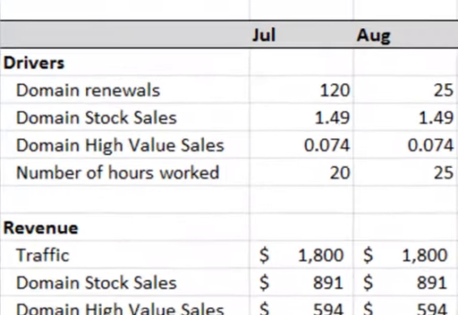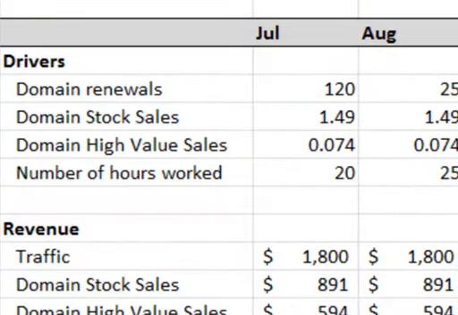Could you go through the drivers? Yeah, sure. When I set up the spreadsheet, I say, okay, domain renewals. How many domains am I renewing here? So it has a list of all the different domains, all the different renewal numbers of domains per month, and then domain stock sales of how many domains on average I'm going to sell per month, and high value sales, and also how many hours I'm actually going to work in my domain business.